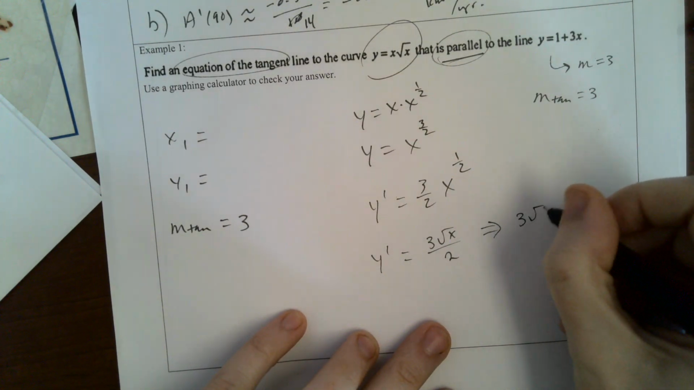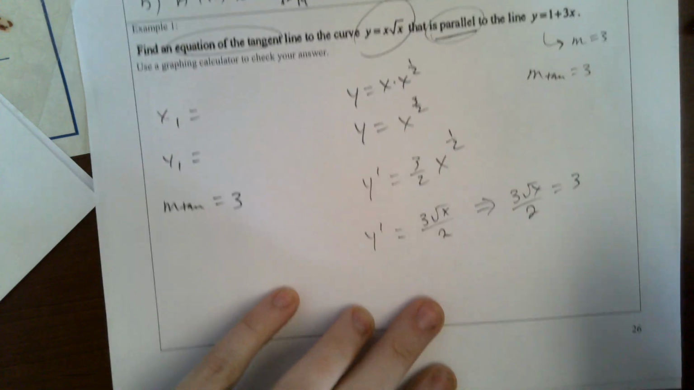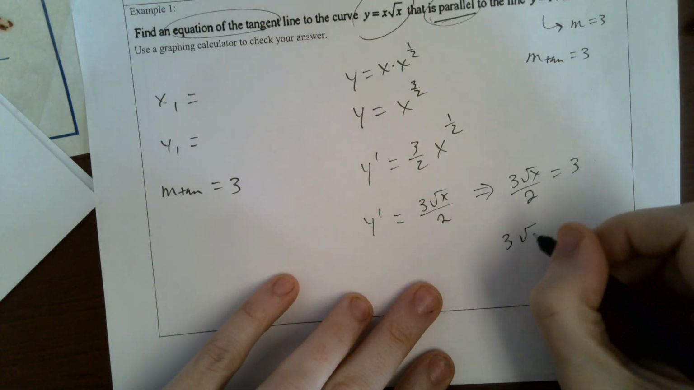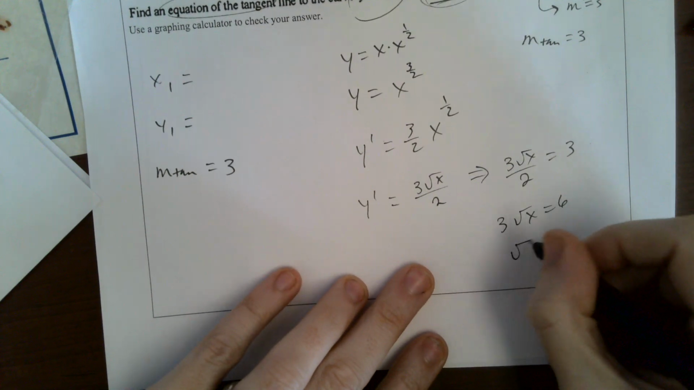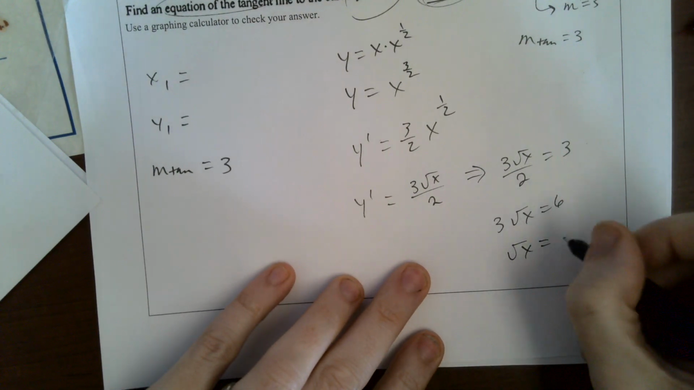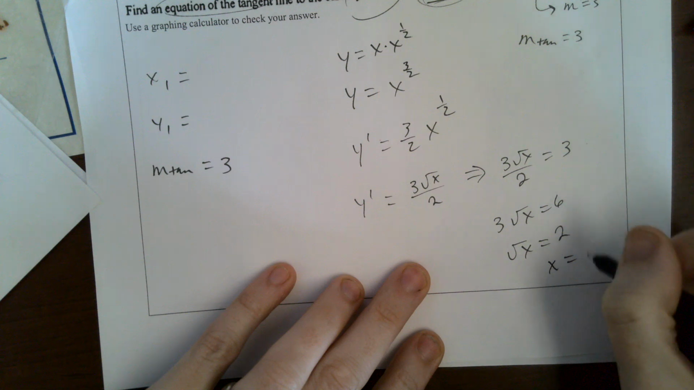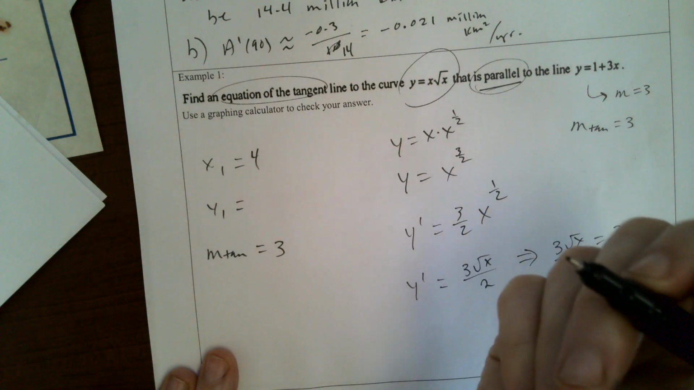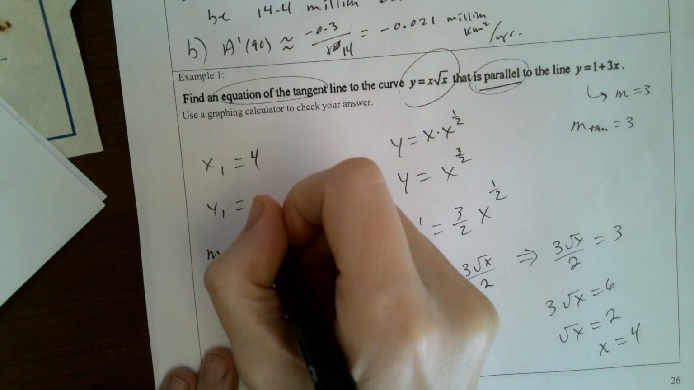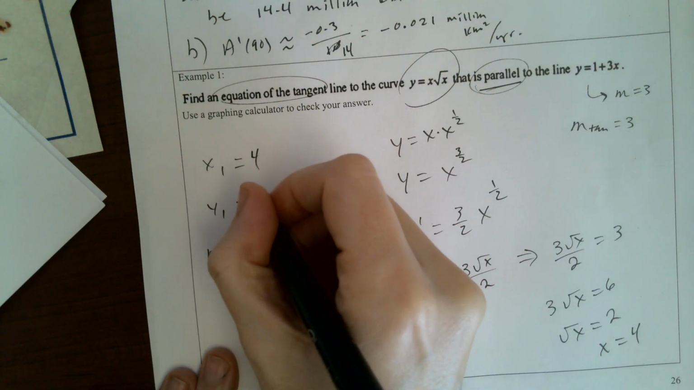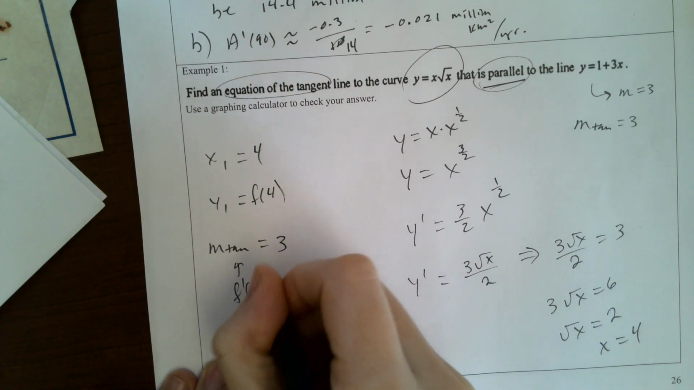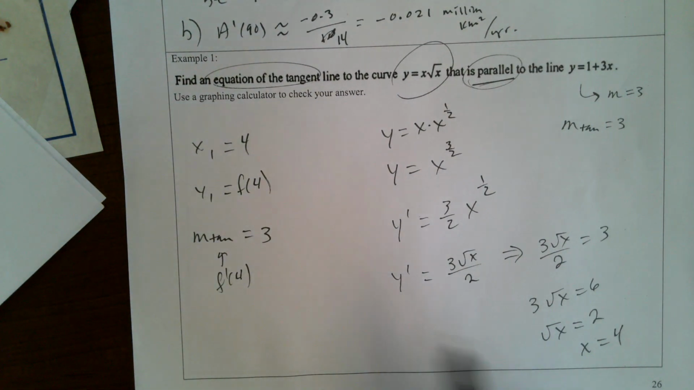Alrighty, so 3 radical x over 2 equals 3. So we're going to solve for x. Okay, so x1 is 4. And then guys, y1 is f of 4. And m tan, by the way, is f prime of 4. That's usually how we like to set it up.